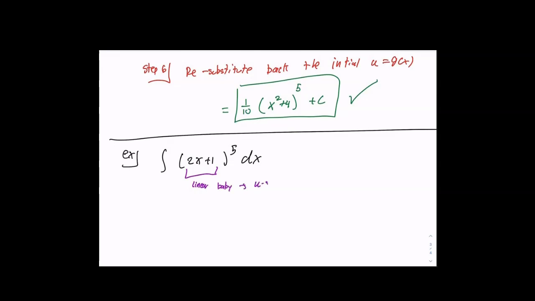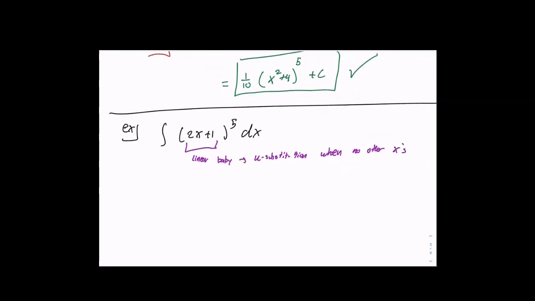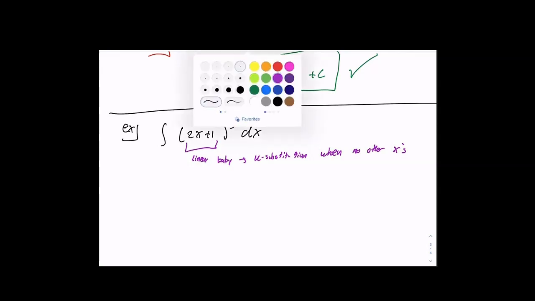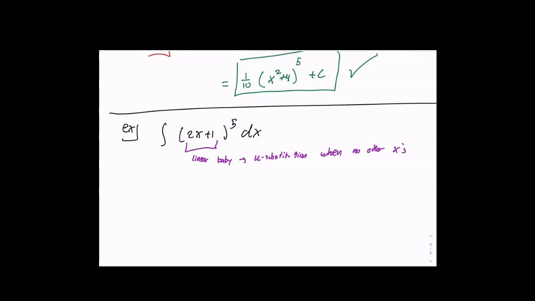It is still U-substitution when no other x's. In other words, because the derivative of a linear is a constant, you don't need to go about doing like, oh, remember I said, is there x and is there 2 functions of x? Linear babies work a little bit different. That's why I'm trying to point that one out explicitly to you. All right, so let's go through the process. Step 1, I guess I could have called it step 0. We're going to use U-substitution.